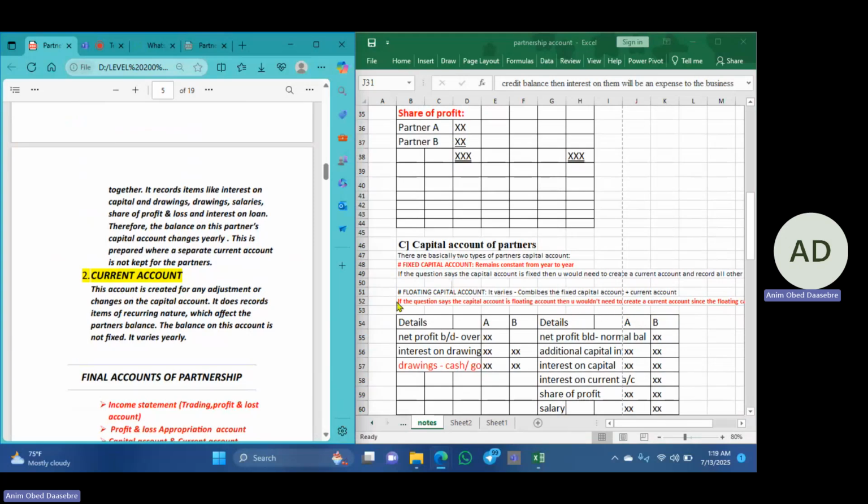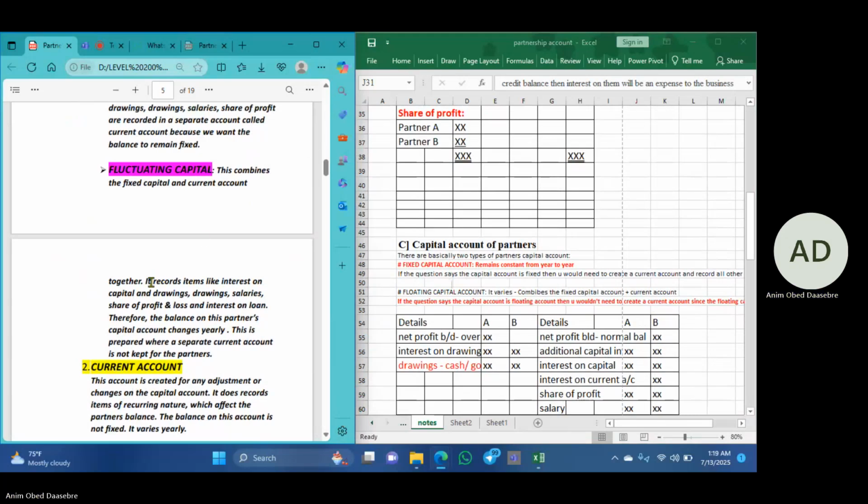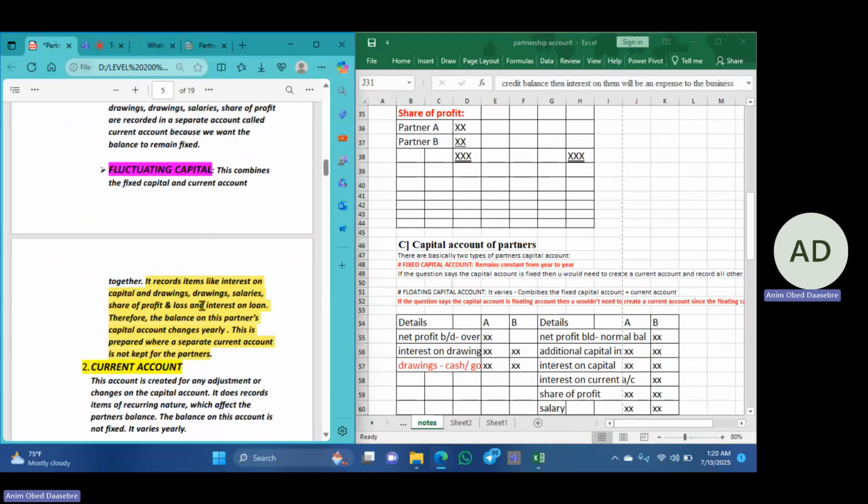So on your left side, we have some information over there. See, I have highlighted something. The current accounts records items like interest on capital, drawings, salaries, share of profit and loss, and interest on loan. Together. So all these items will be computed or be transferred.